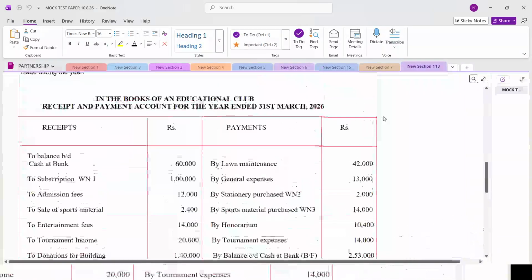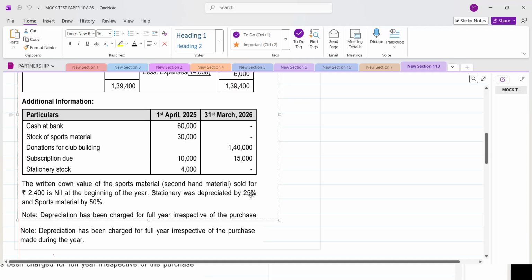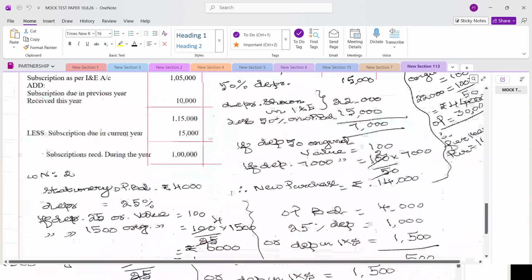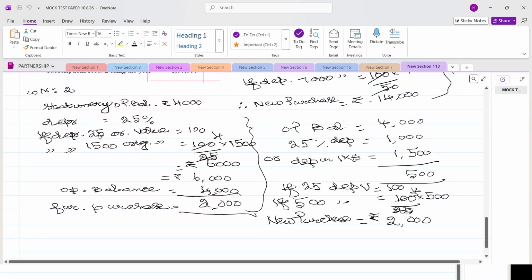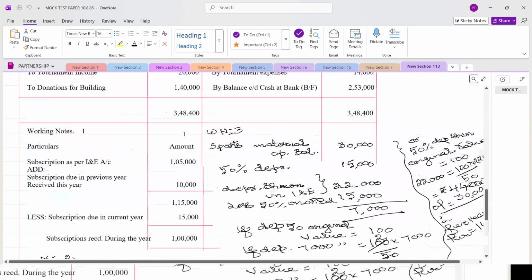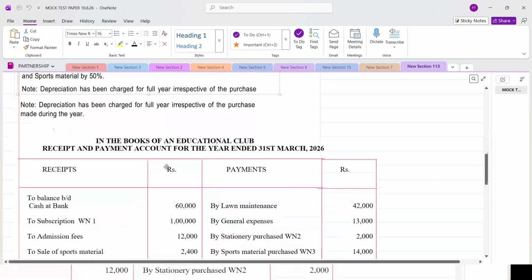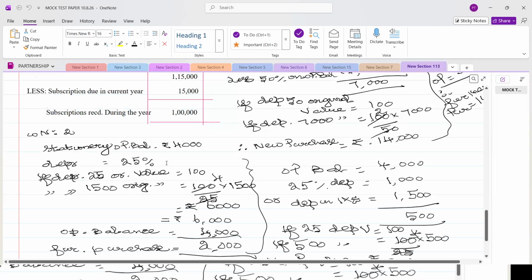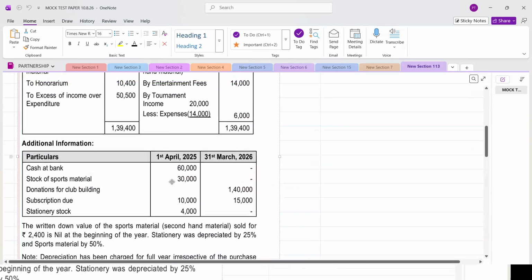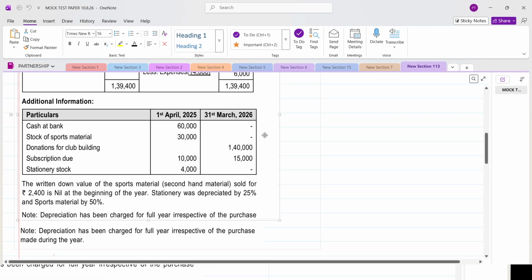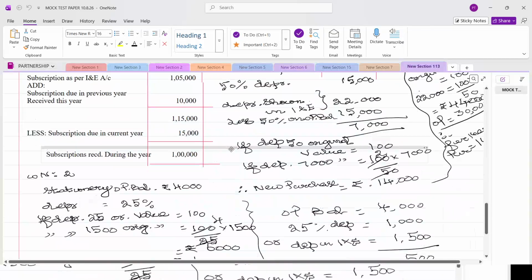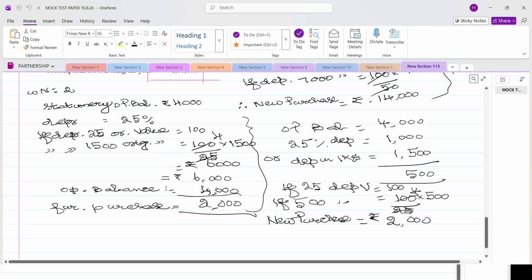Okay, now moving on, in the same way, they have said stationery was depreciated by 25% and the opening balance was 4,000 rupees. Okay, so you can calculate like this here. If the depreciation is 25 rupees, value is 100. When they have shown the depreciation in your income and expenditure account as 1500, then what would have been the value on which this depreciation was calculated? So if it is 1500, the depreciation was calculated on 6,000 rupees. But the opening balance is only 4,000. So where has that 6,000 come from? They would have bought 2,000 more stationery. Okay. Otherwise, the other way around also you can calculate, whichever way you like.